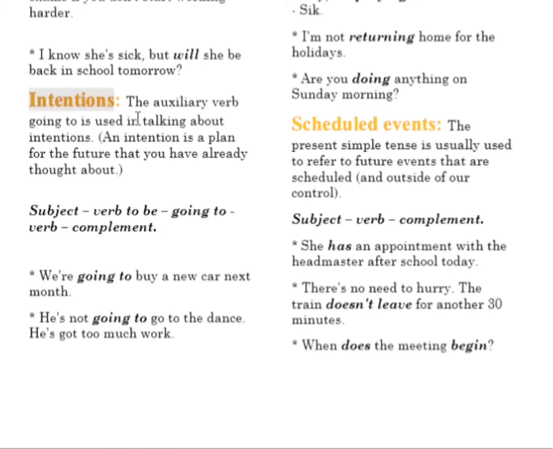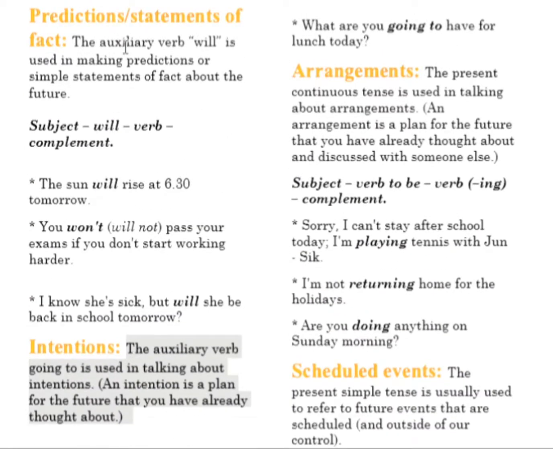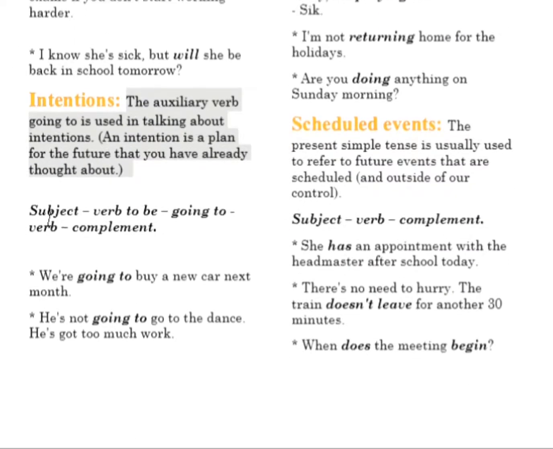Now, when talking about intentions, the auxiliary verb going to is used. An intention is a plan for the future that you have already thought about. So the main difference between will and going to is that going to is something that you plan, you have already thought about, and will might be more spontaneous. Okay? So, in this case: the subject, verb to be (am, is, or are), going to, the verb, and the complement. For example, we are going to buy a new car next month.